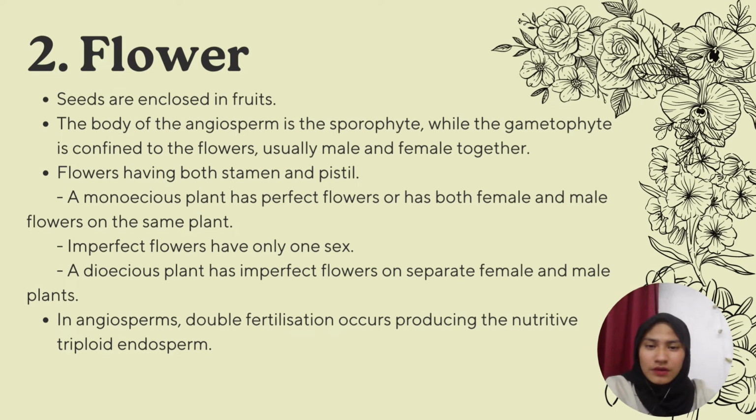The body of angiosperm is the sporophyte, while the gametophyte is confined to the flowers, usually male and female together. Flowers having both stamen and pistil, like I said before, there is gender. A monoecious plant has perfect flowers, or has both female and male flowers on the same plant. Imperfect flowers have only one sex. The dioecious plant has imperfect flowers on separate female and male plants. In angiosperm, double fertilization occurs, producing the nutritive triploid endosperm.